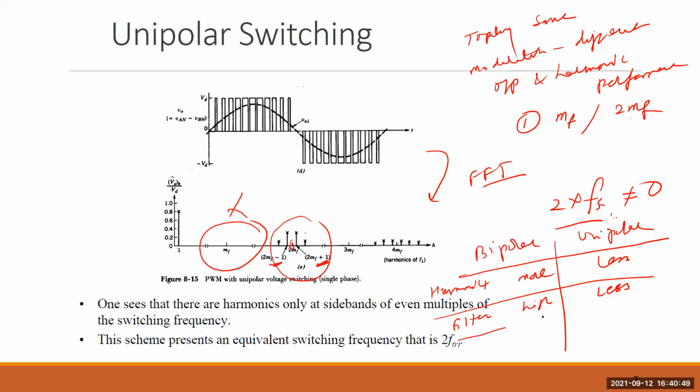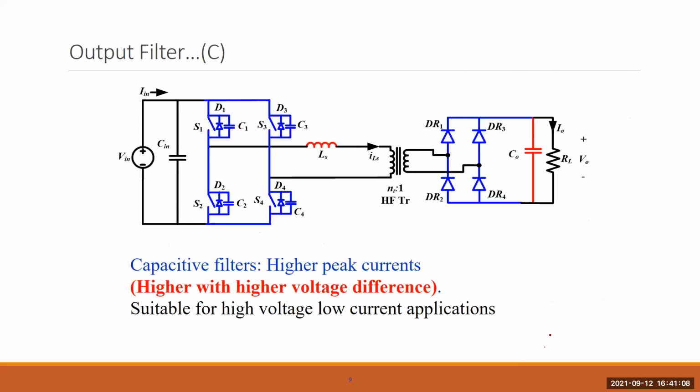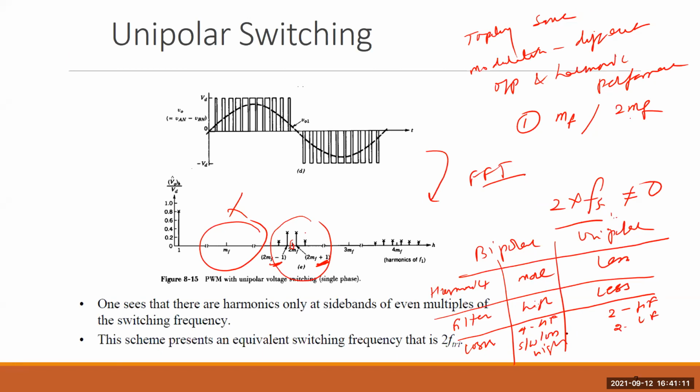Okay, and when we see in terms of losses, you can see here two switches are doing high frequency and two switches are doing low frequency. But here all four switches are doing high frequency. So here you can see switching losses are high. Okay, and here you can see switching losses are low. So that affects basically efficiency and heat sink size. Efficiency and heat sink requirement.